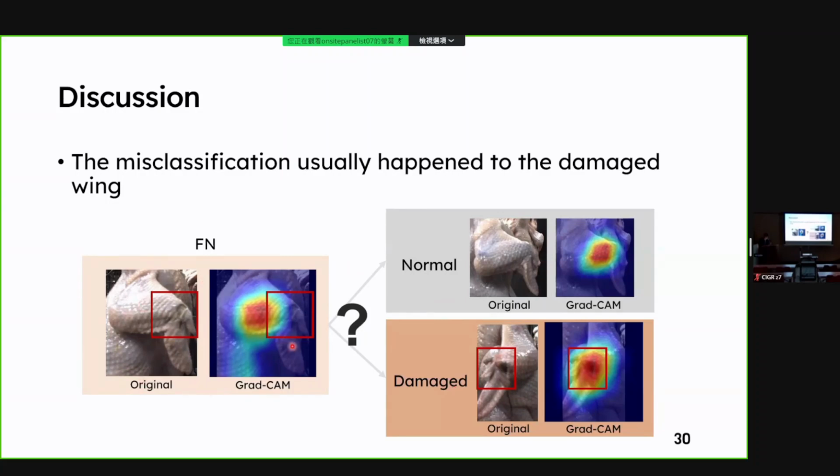And Grad-CAM is the visualization package that can show the heat map of the model performance. The heat map shows that the performance on this false negative case isn't very good. The correct example should look like this, the damaged one. This is due to insufficient data of this situation in my data set, so the model does not perform very well.